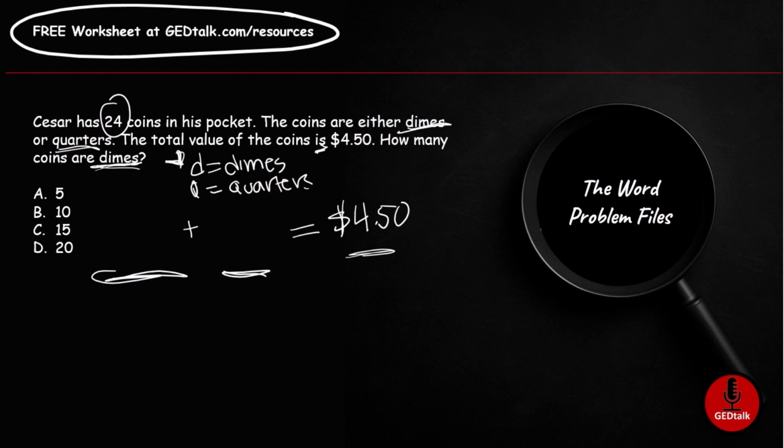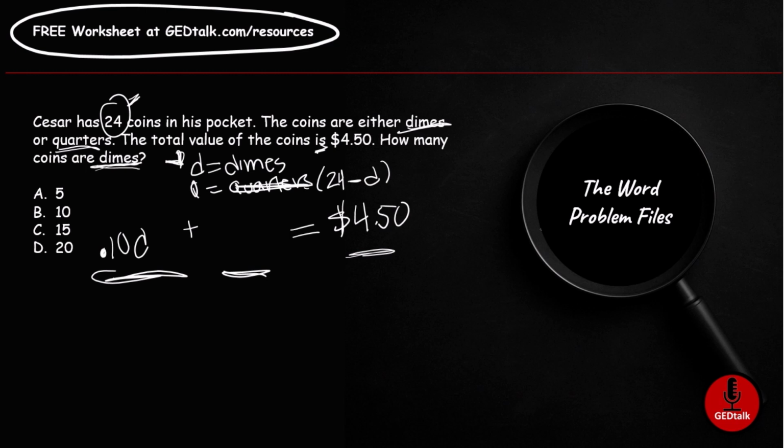As I'm asked about dimes, that's the variable I'm going to introduce into my expression. So 10 cents, because that's how much a dime is worth, times D, plus the number of quarters times 25 cents, is going to give me $4.50. Well, Q for quarters, we're not going to just introduce it as quarters. I know something, the 24, as my total. So 24 coins minus however many dimes I have will tell me how many quarters I have.